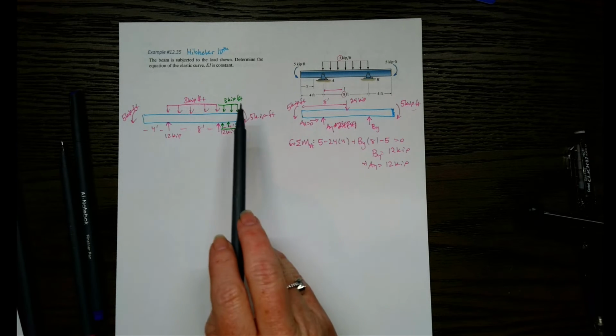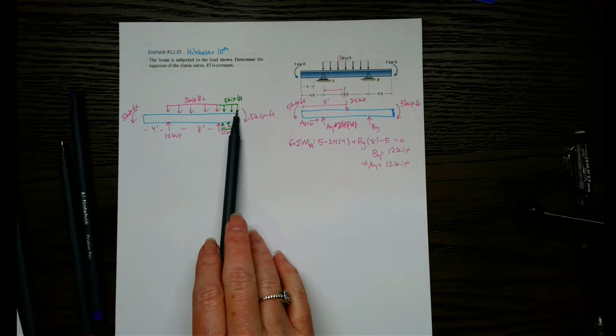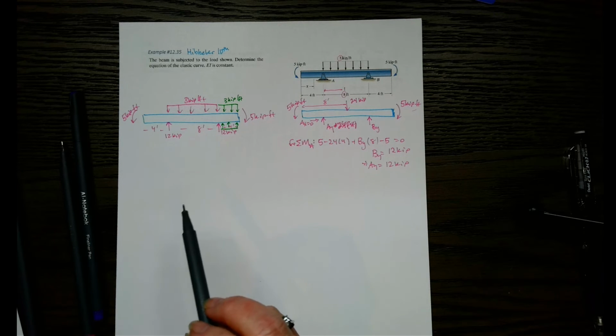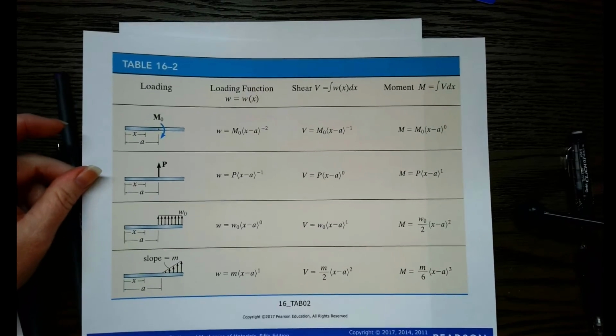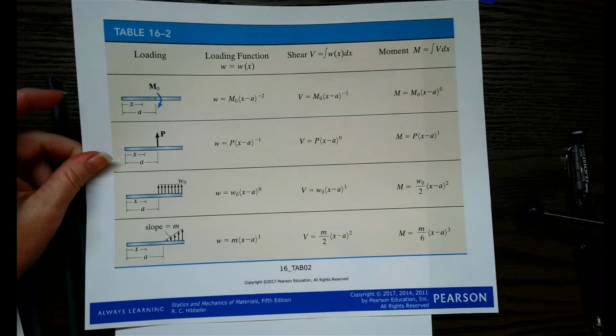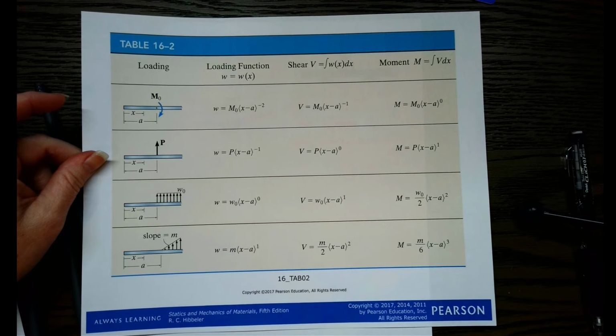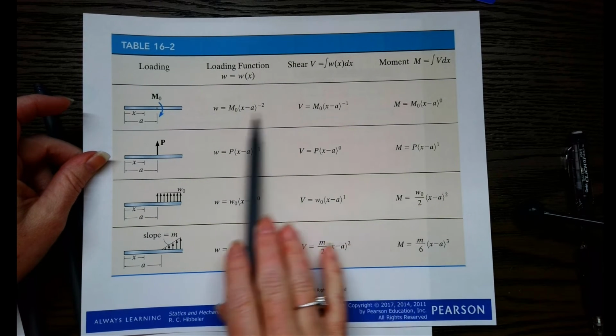All right, and you might be wondering why we need to do this. Well, it's because of the way the Macaulay functions are written. So if you have a textbook for mechanics of materials, you probably have a table that looks something similar to this. So this is obviously from the Hibbeler book. And basically if you look, these are the Macaulay functions.